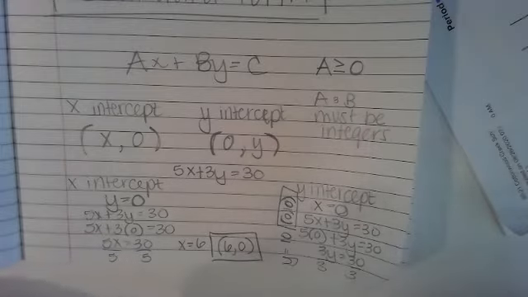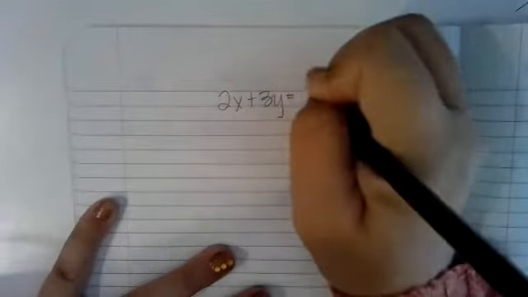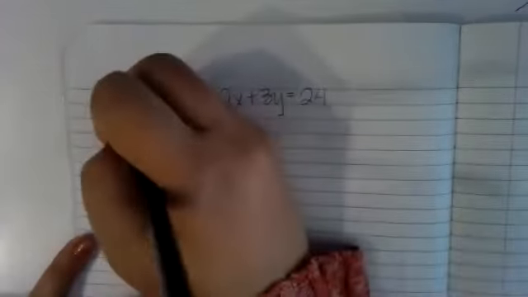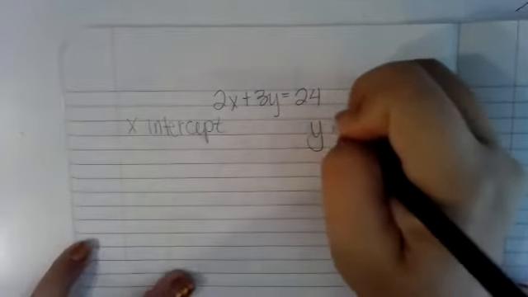Okay, we're going to do another one together. This time I'll have more room on my paper, so you will actually be able to see what I'm doing. Okay, so here's my standard form equation. I have 2x plus 3y equals 24. So x-intercept, and then y-intercept.